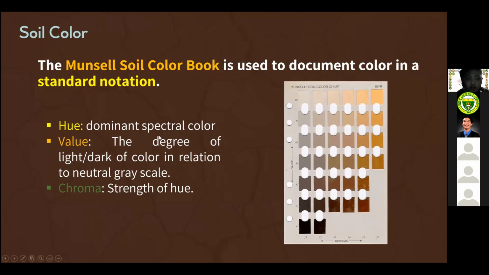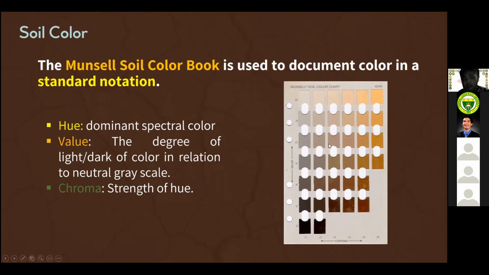So the hue is the dominant spectral color, which means our ROY G. BIV, or the red, yellow. Then we have the value, which dictates the degree of the lightness or darkness of color in relation to neutral grayscale. Then we have the chroma, which is the strength of the hue, or the strength of the dominant spectral color.